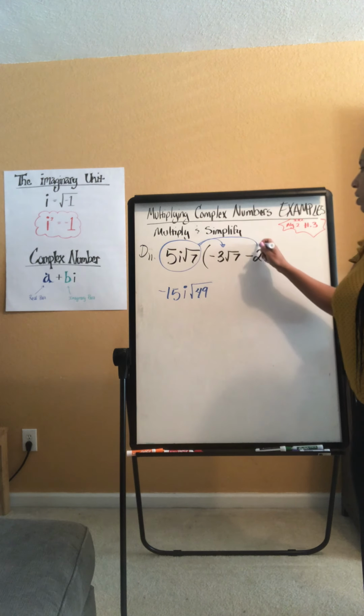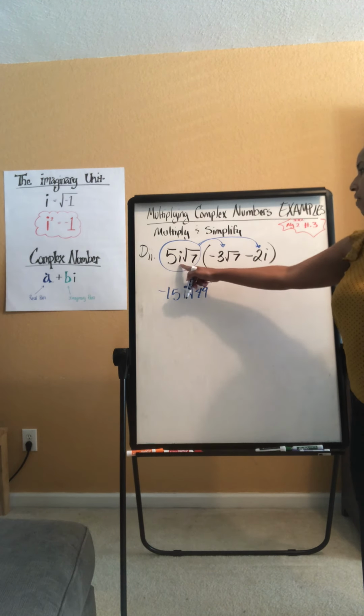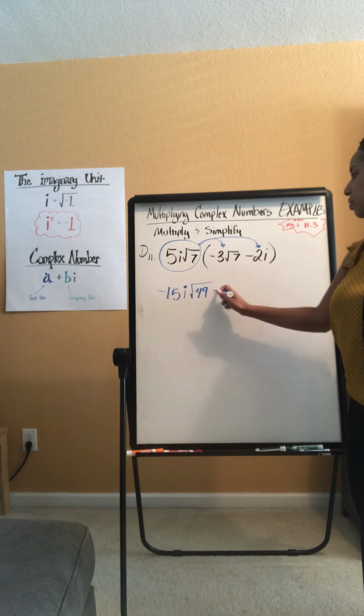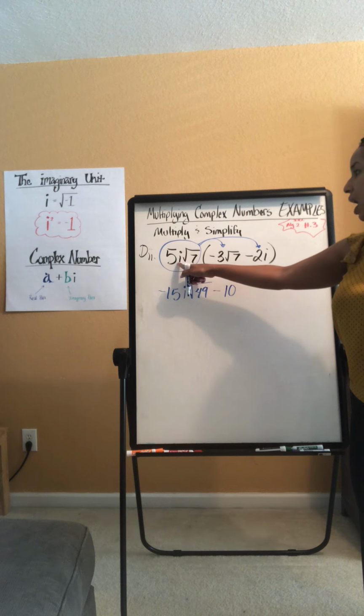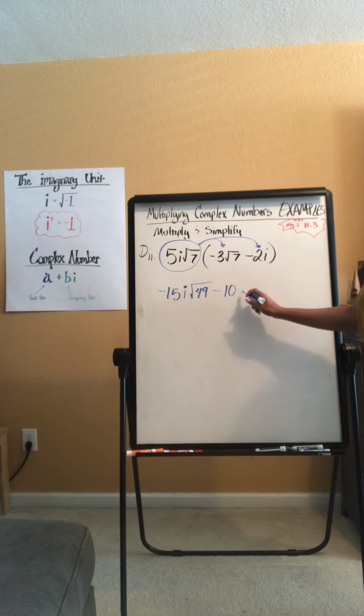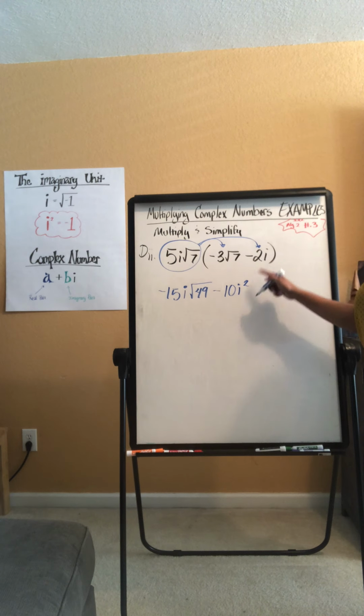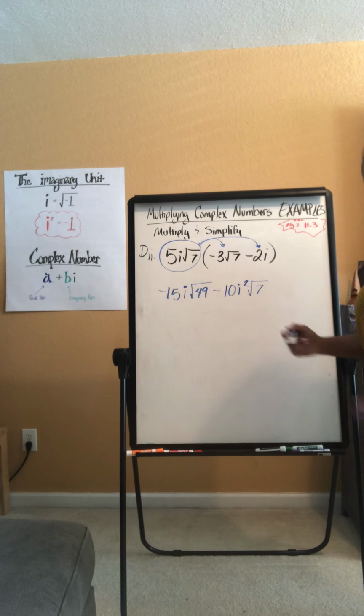So now I'm going to send it on to the second part. The 5i square root of 7 times the negative 2i. The 5 times the negative 2 gives me negative 10. The i has another i to combine with. That's going to be an i squared. And the square root of 7 has no one to play with, but it's still there.